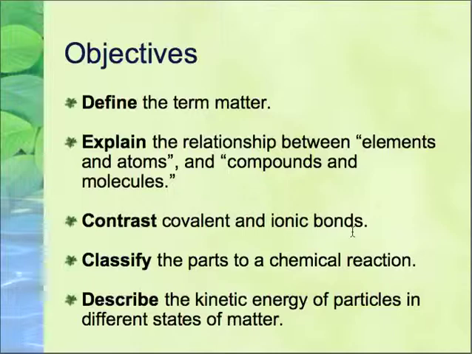The parts of a chemical reaction include the reactants, which go in and are written on the left-hand side, and products, which are the things that come out and are written on the right-hand side. And finally, the kinetic energy of particles in the different states of matter: gases are moving fast and collide, therefore they have higher kinetic energy. Fluids or liquids are closer together, but they are moving a lot, and solids actually only vibrate just a little, but they are in motion.